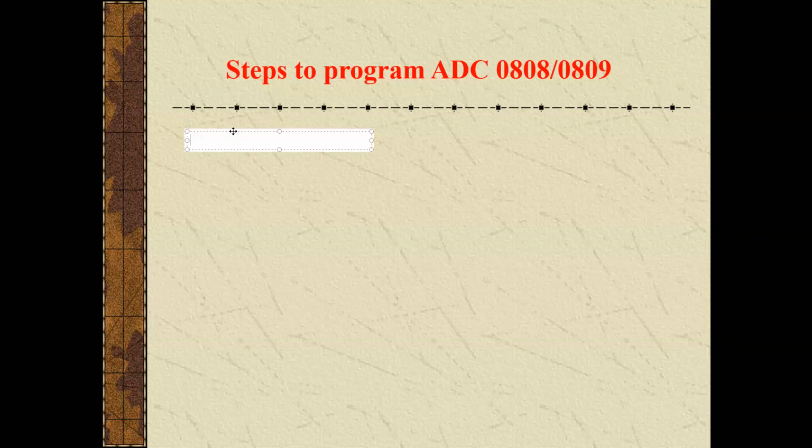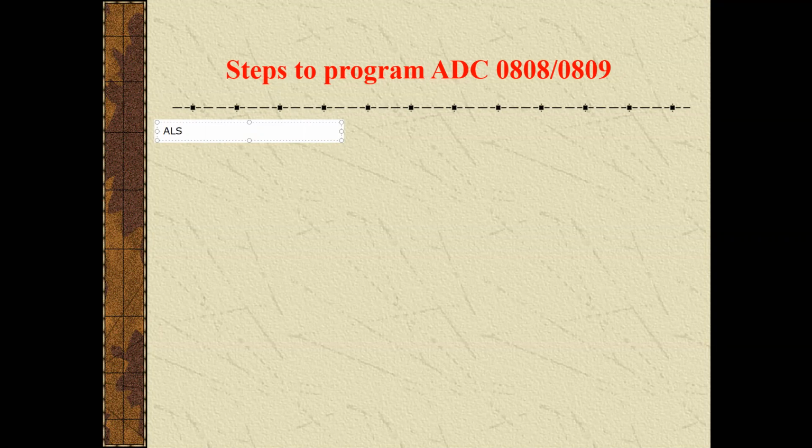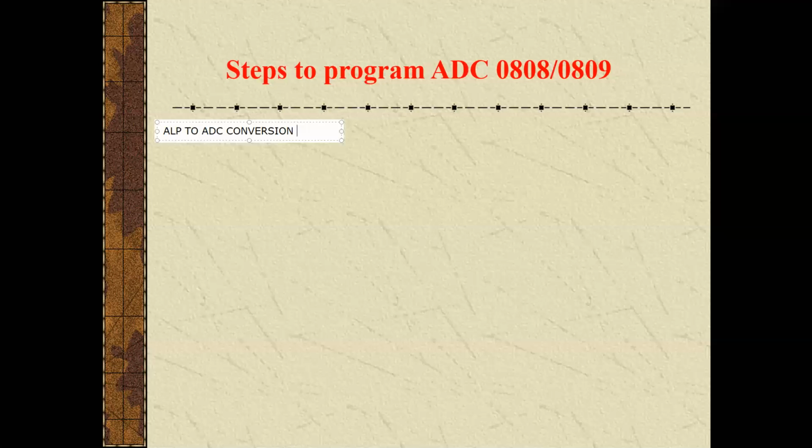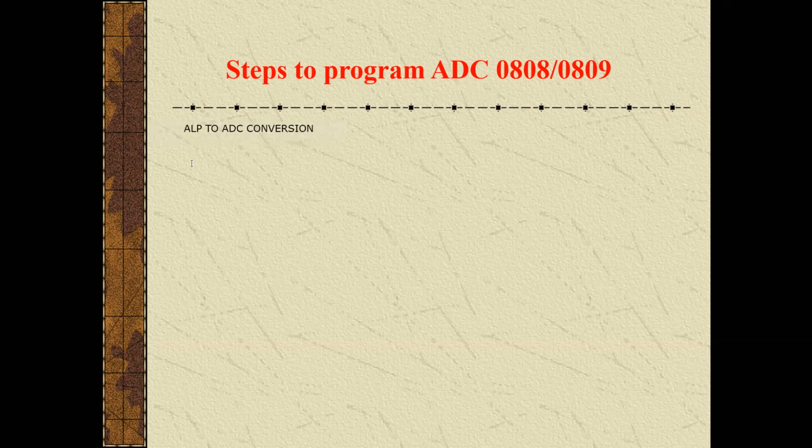Now let's see one simple program. We have to write an assembly language program to perform analog to digital conversion. There is no condition given, so we have to assume which input terminal we are considering and start writing the program.